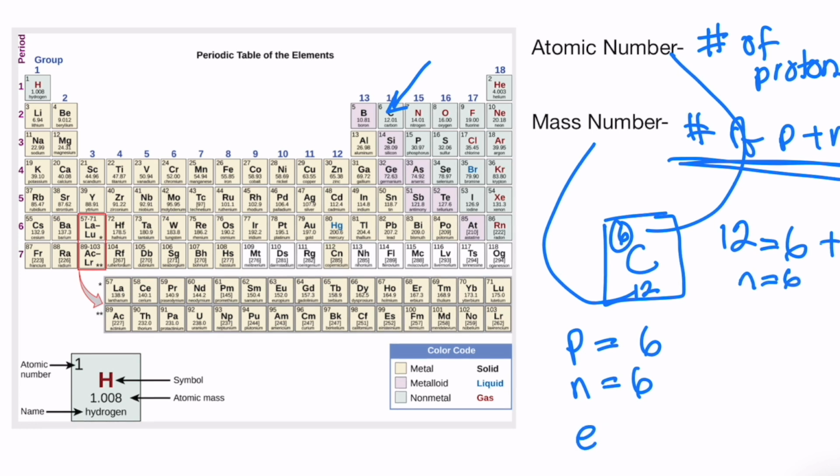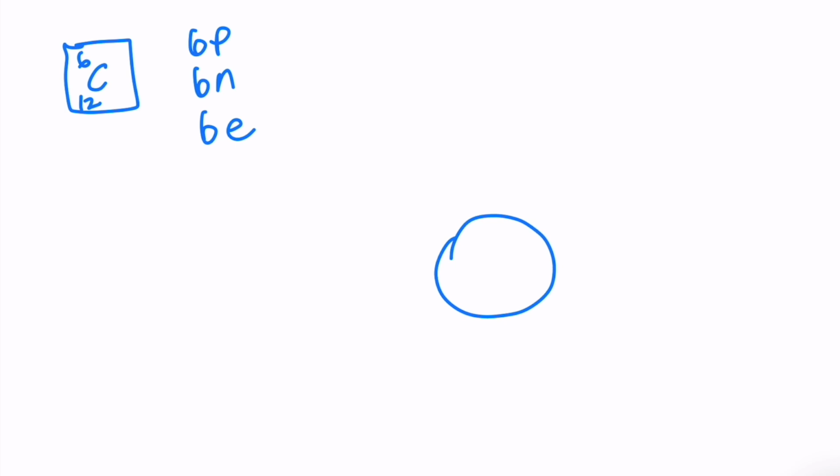The number of electrons will be the same as the number of protons. So the number of protons is 6, and the number of electrons will also be 6. So let's go back, and now we're going to draw the structure of a carbon atom. It has 6 protons, 6 neutrons, and 6 electrons. The middle of an atom is the nucleus, and the nucleus holds all the protons and neutrons. So in this case, you have 6 protons and 6 neutrons.